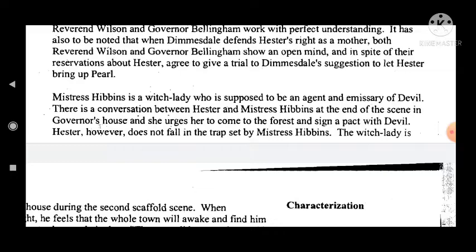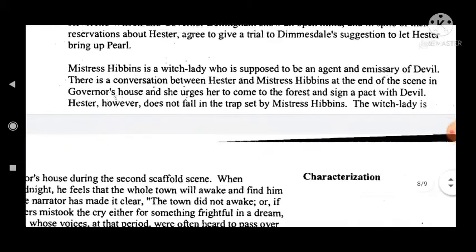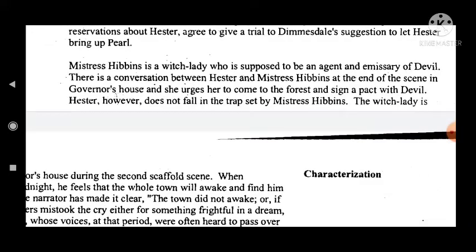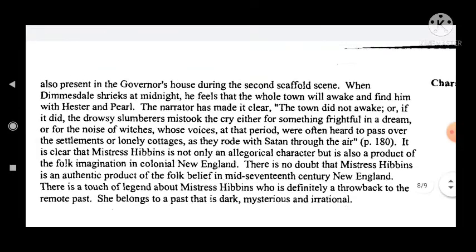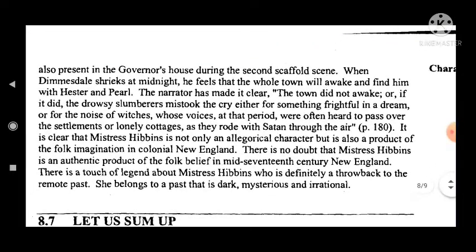Mistress Hibbins is a witch lady who is supposed to be an agent and emissary of the devil. There is a conversation between Hester and Mistress Hibbins at the end of the scene in the Governor's house, and she urges her to come to the forest and sign a pact with the devil. Hester, however, does not fall into the trap set by Mistress Hibbins. The witch lady is also present in the governor's house during the second scaffold scene.